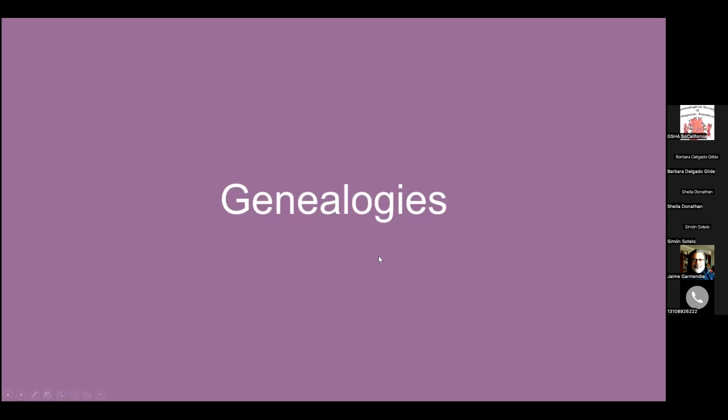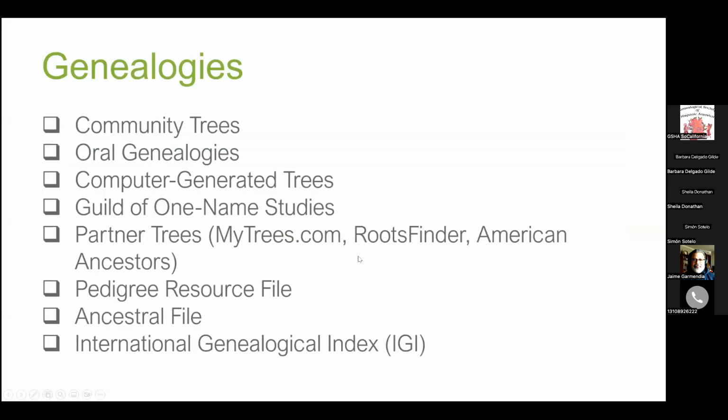Coming down the home stretch. I hope you're still with me. Let's talk about genealogies. FamilySearch also has many user and computer generated genealogies where you can search for your ancestors. And here's just a list of some of the few that are available. We have community trees, oral genealogies, computer generated trees, Guild of One Name Studies. We have some partner trees, and we have the old standbys, the Pedigree Resource File, the Ancestral File, and the International Genealogical Index, the old IGI. And those of you that have been doing this for a while will know what that is.